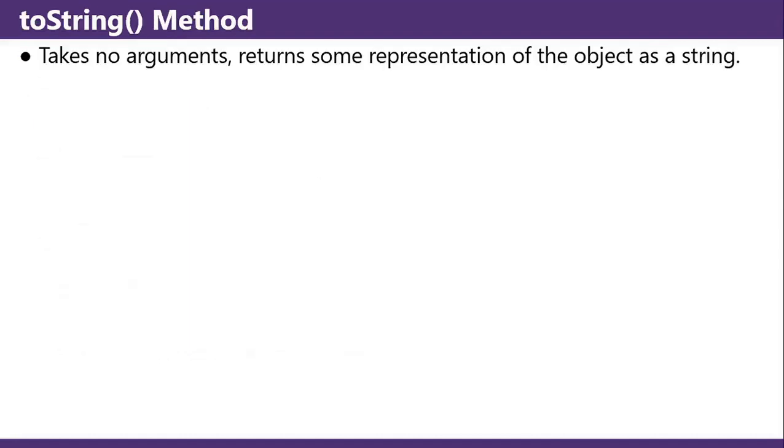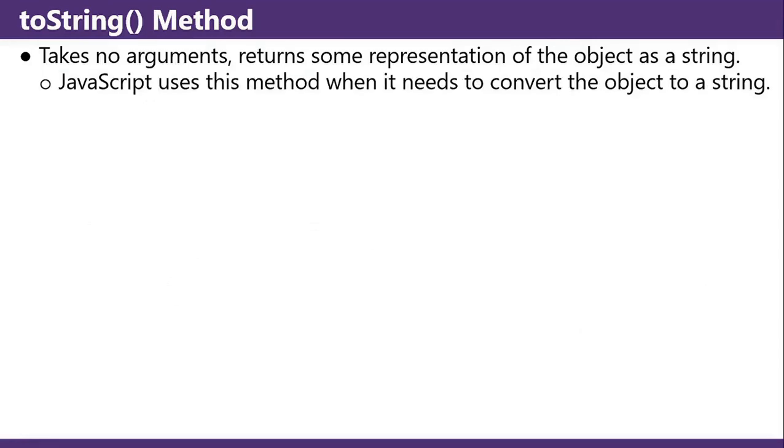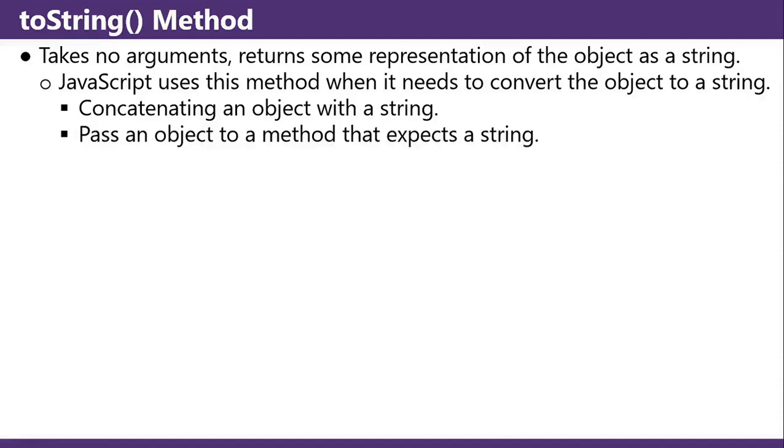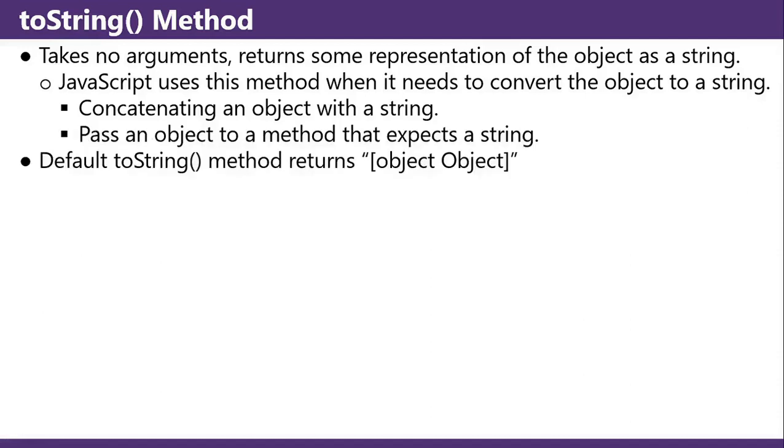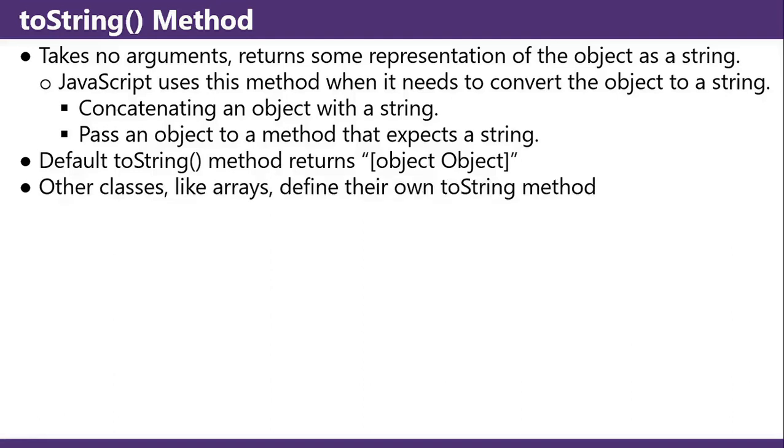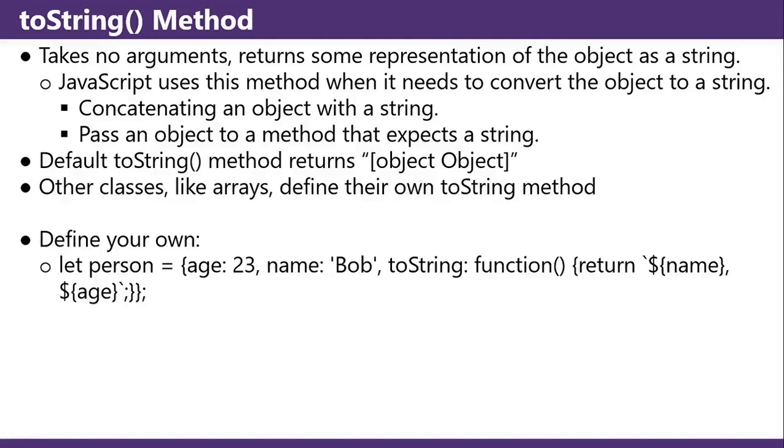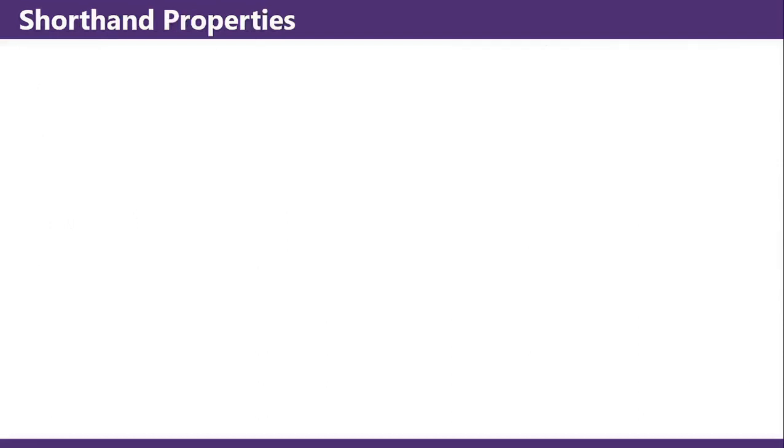The toString method takes no arguments and returns some representation of the object as a string. JavaScript uses this method when it needs to convert the object to a string: when you concatenate an object with a string, or pass an object to a method that expects a string. The default toString method returns [object Object]. Other classes like arrays define their own toString method. To define your own: let person = {age: 23, name: 'Bob', toString: function() { return `${name} ${age}` }}. That's string interpolation, so it literally inserts name and age, and that's how you define your own toString method.